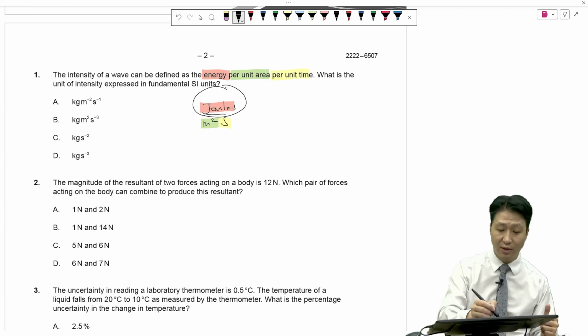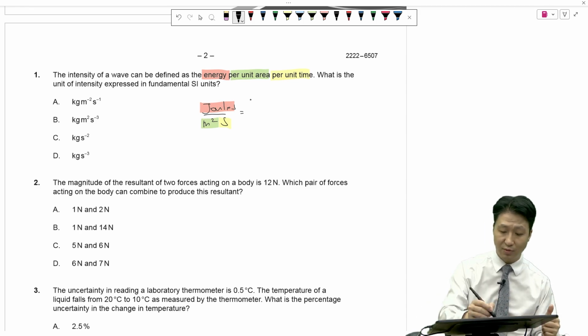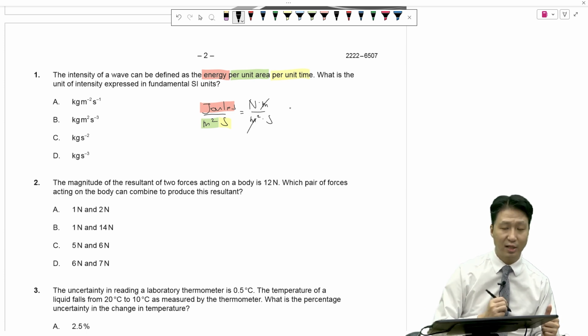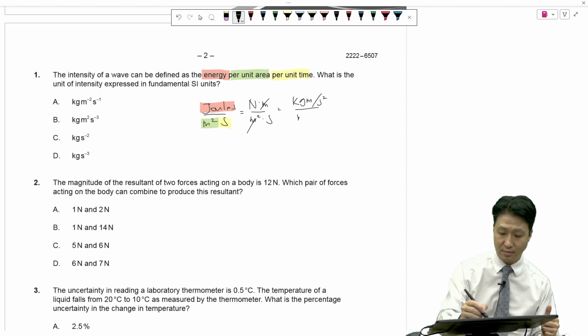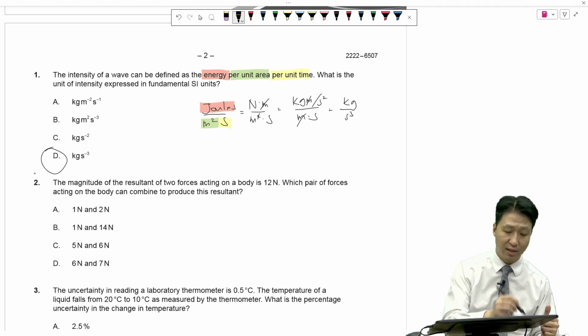So we have to reduce the joules into fundamental units. Joules is force times distance, so it will be newtons times meters over meters squared times seconds. So this will cancel out. Newtons are going to be kilograms meters per second squared. And again, the meters cancel out. And we're left with only kilograms and seconds to the power of 3, which means the answer to this question must be D.